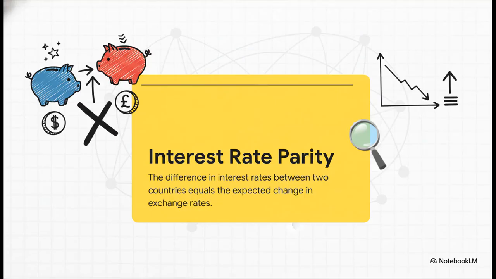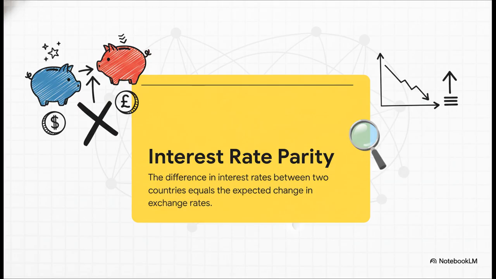Our second lens is interest rate parity. Okay, imagine you have two bank accounts. One is in the US and it pays you 2% interest. The other is in the UK and it pays 4%. It seems like a total no-brainer to move your money to the UK, right? Well, interest rate parity says not so fast.